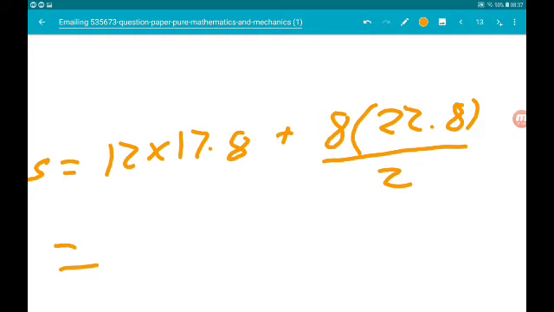Okay, we should get 304.8. Cool, and of course, that's meters.